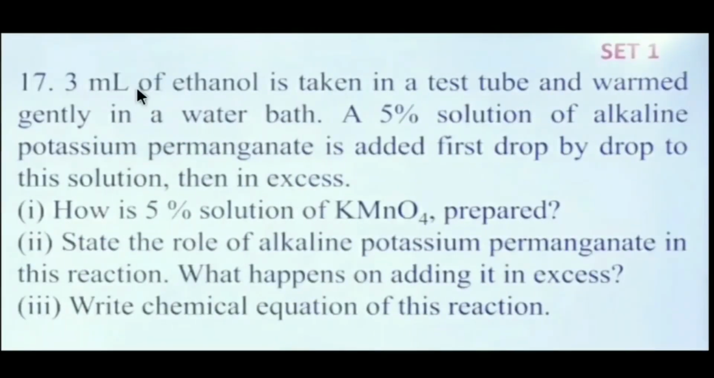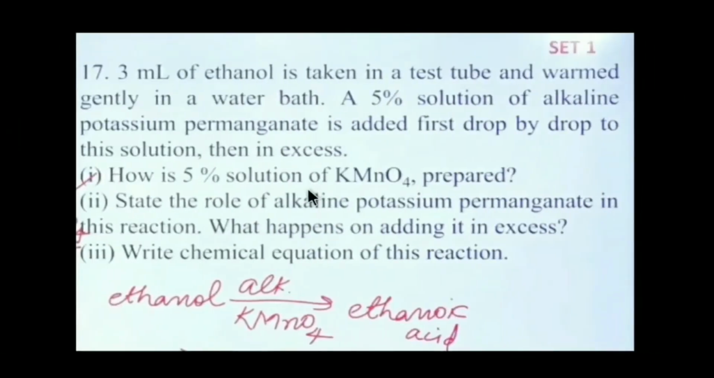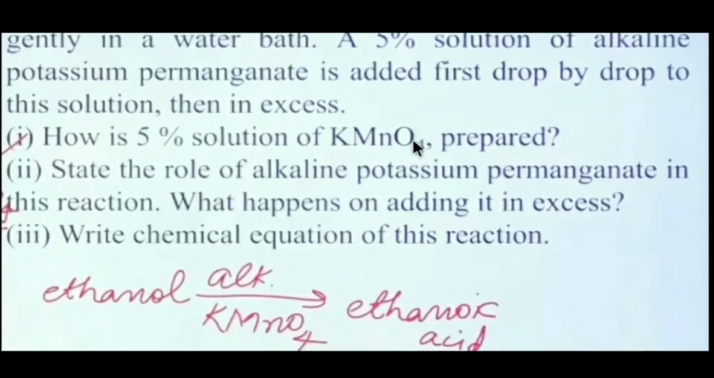बाद में ऐसा भी क्वेश्चन पूछा है, 3 ml of ethanol is taken in a test tube and warmed gently in a water bath. A 5% solution of alkaline potassium permanganate is added first drop by drop to this solution, then in excess. So the answer of this type of 3 questions: how is the 5% KMnO4 solution prepared? So 5% you have to know, and it is soluble in water. Then state the role of the alkaline potassium permanganate in this reaction. What happens on adding it in excess?